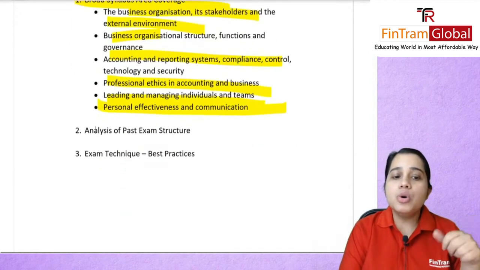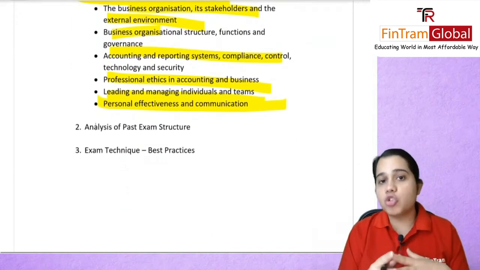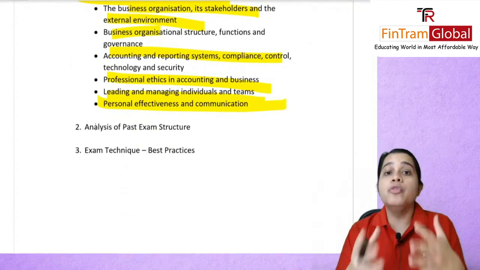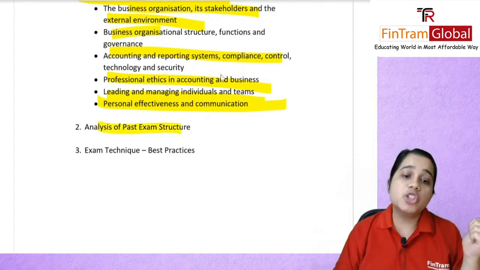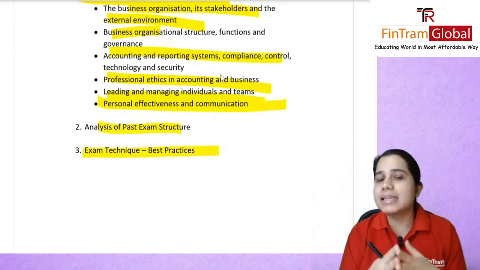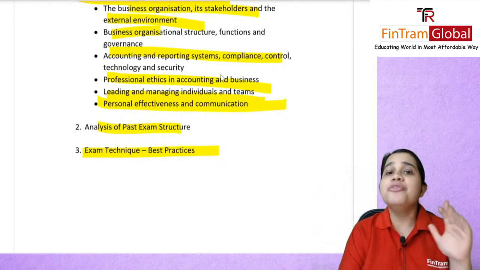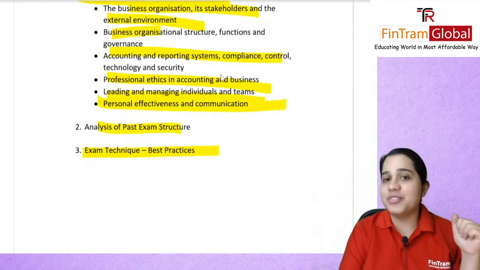Then we will also do an analysis of our past exam structure, that how basically your exam will be, which, how many parts and all of that. And I will share with you some exam techniques, the best practices. For now, let's start with our revision.